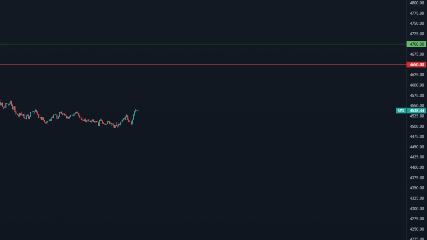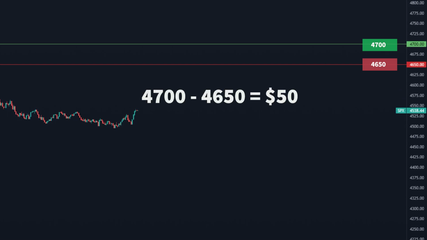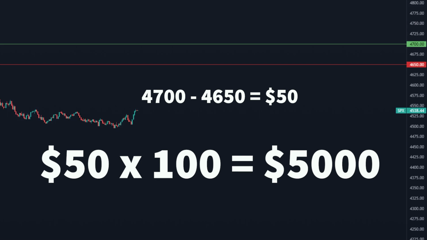What do I mean by that? Well, in order to calculate the margin requirement for this type of play, you would take the strike of the 4650 leg and then the strike of the 4700. The difference is $50. You multiply that times 100 and you get a $5,000 margin requirement, substantially less than the 6-figure plus requirement for just selling a naked 4650 uncovered position.